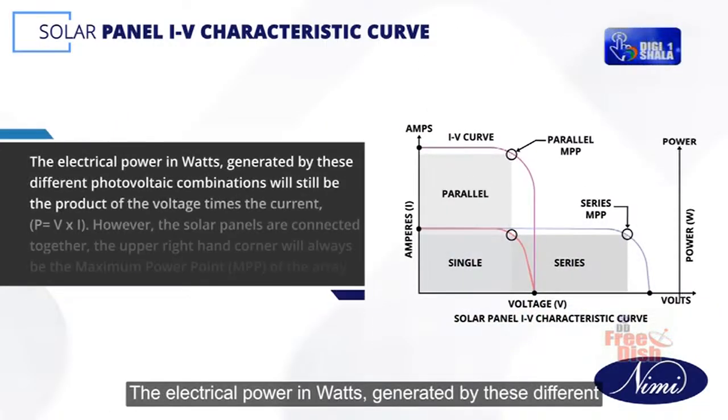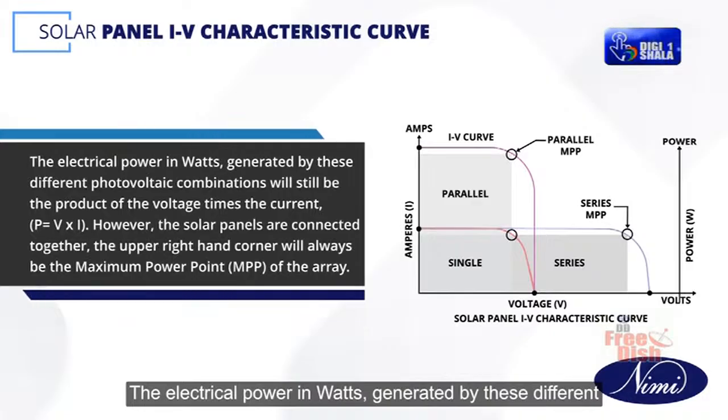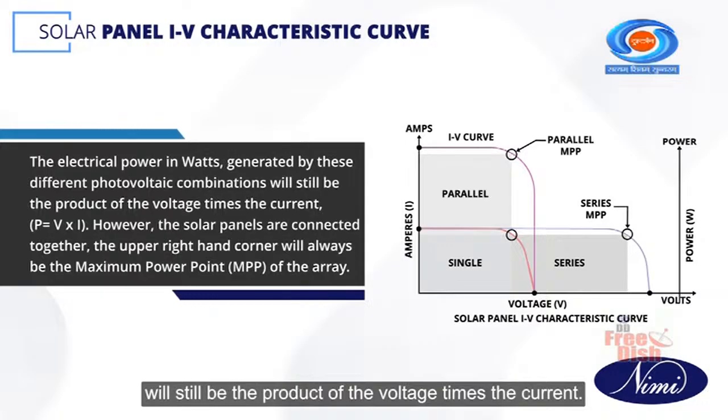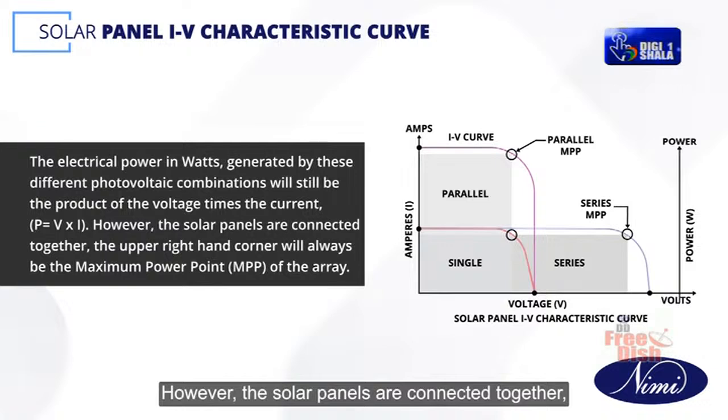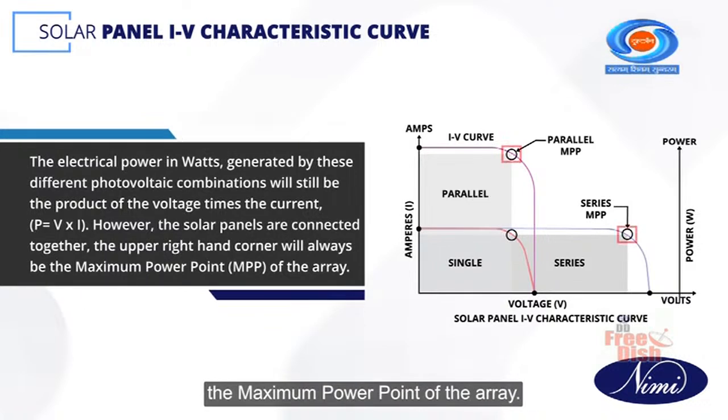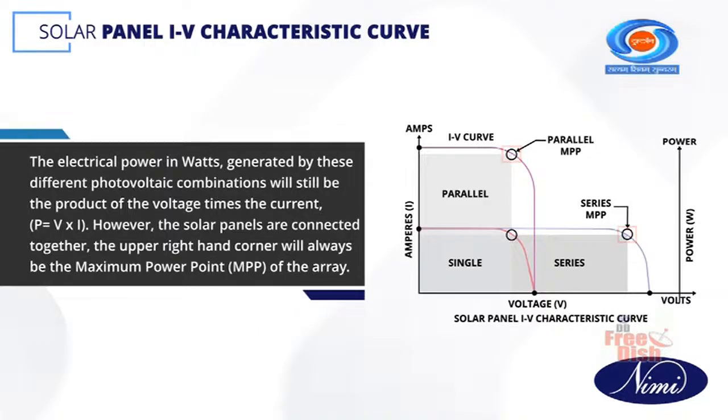The electrical power in watts generated by these different photovoltaic combinations will still be the product of the voltage times the current. However the solar panels are connected together, the upper right hand corner will always be the maximum power point of the array.